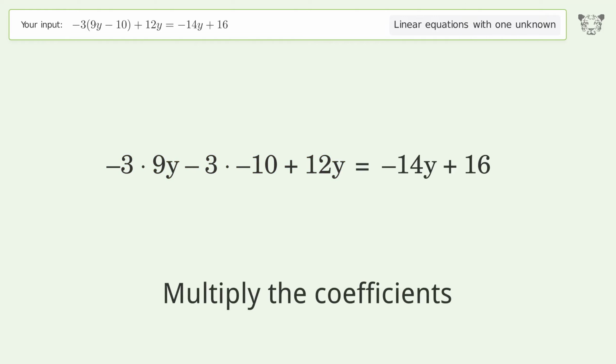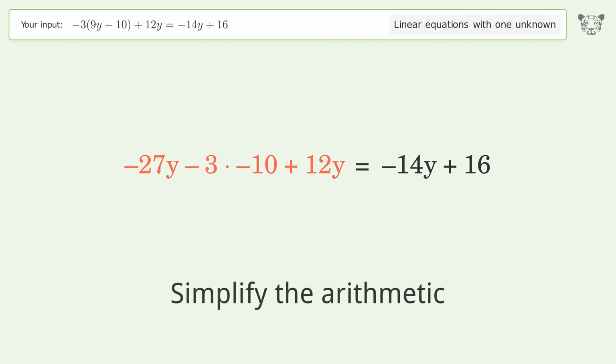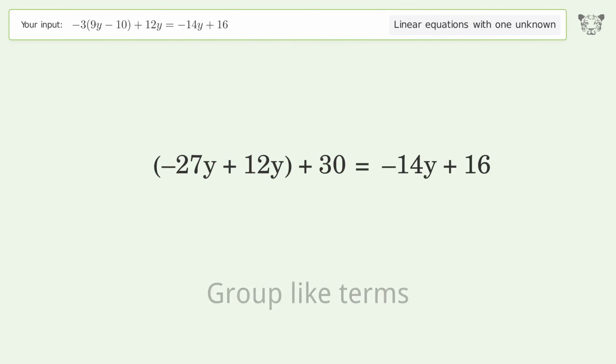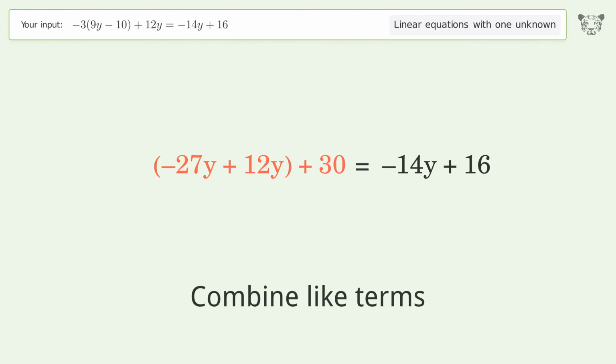Multiply the coefficients. Simplify the arithmetic. Group like terms. Combine like terms.